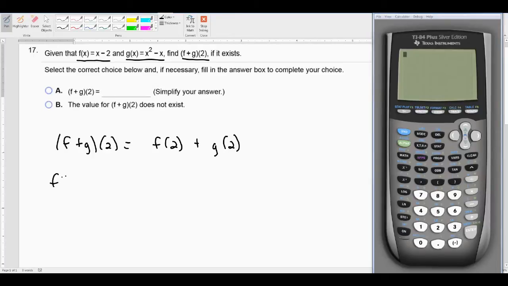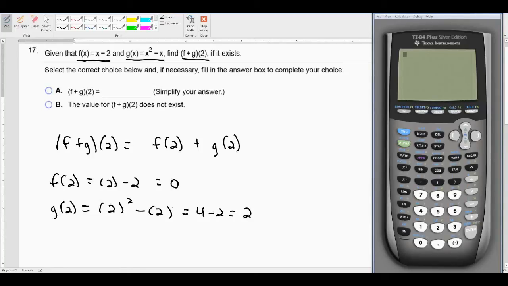To find f of 2, take the f function, which is f of x equals x minus 2, and everywhere you have an x, you put a 2. 2 minus 2 is 0, so f of 2 is 0. Now for g of 2, take the g function, which is x squared minus x, and everywhere you have an x, you put a 2. And 2 squared is 4, and 4 minus 2 is 2.